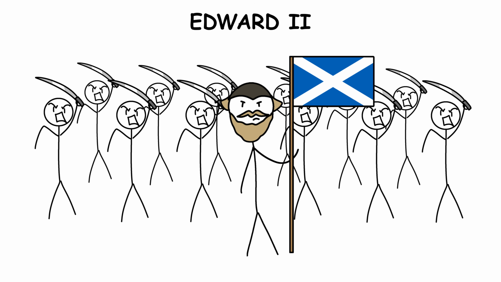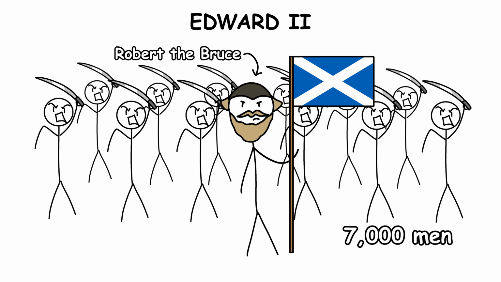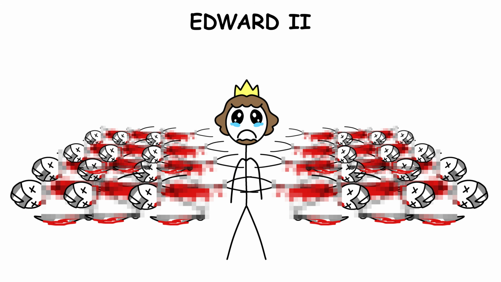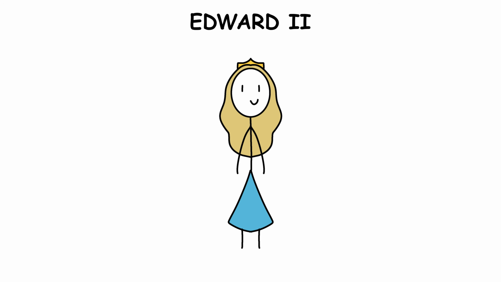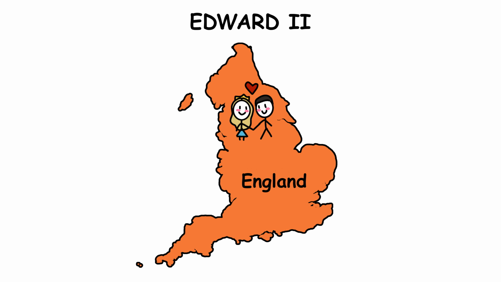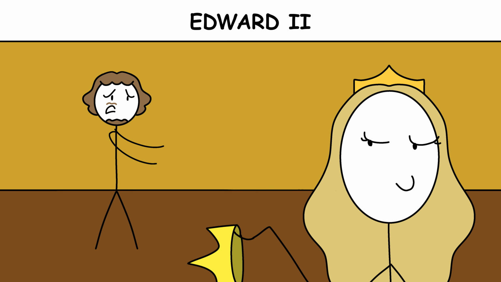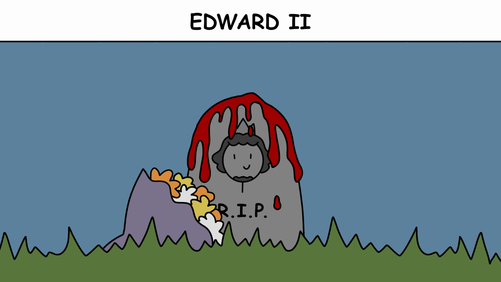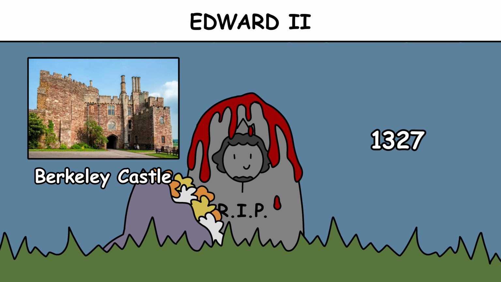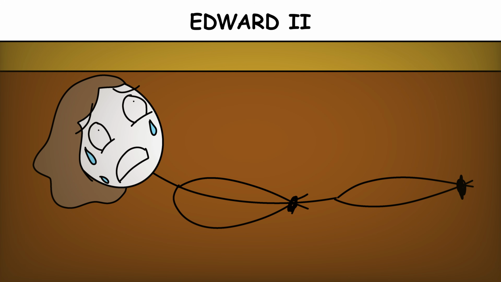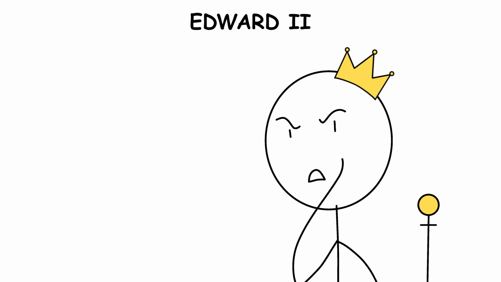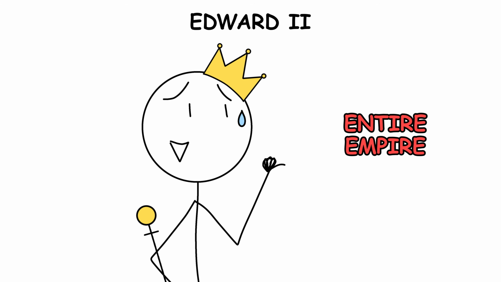In 1314, Edward led 20,000 men against Scottish rebels at Bannockburn. Robert the Bruce had 7,000. The English were completely destroyed and Scotland was free forever. By 1326, Edward's wife Isabella invaded England with her lover Roger Mortimer and deposed Edward within months. Edward died horribly in Berkeley Castle in 1327. Allegedly murdered with a red-hot poker. But torture was nothing compared to losing an entire empire.